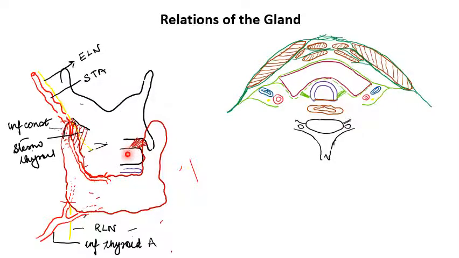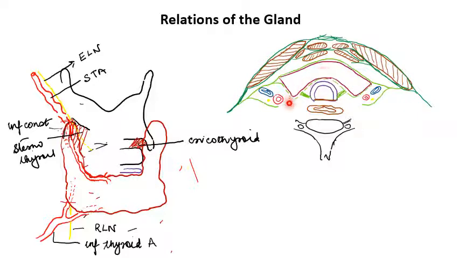The cricothyroid muscle and the inferior constrictor muscle are the two muscles which are related to the medial surface of the gland. Two nerves, the external laryngeal nerve and the recurrent laryngeal nerve, are the two nerves which are related to the medial surface, and two cartilages, the thyroid cartilage and the cricoid cartilage.